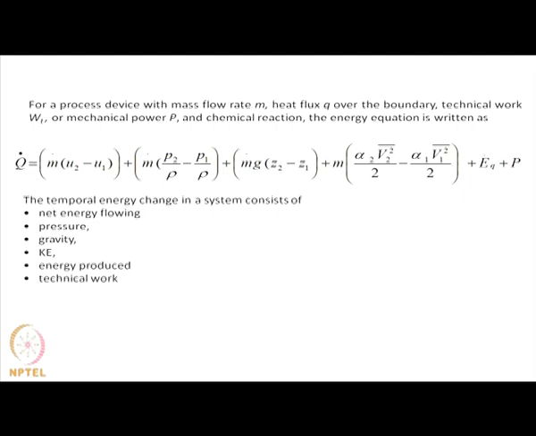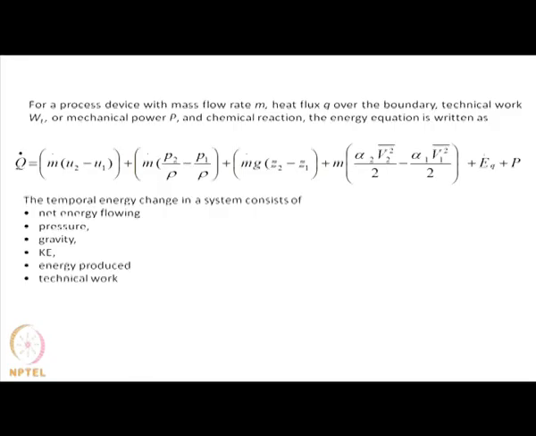The next term, E dot Q, is the energy produced or consumed. The energy produced can be a result of a chemical reaction, so it could be an exothermic or an endothermic reaction, and E dot Q simply takes into account the amount of energy produced or absorbed in such a system. And if you look at the last term, it's the technical work.